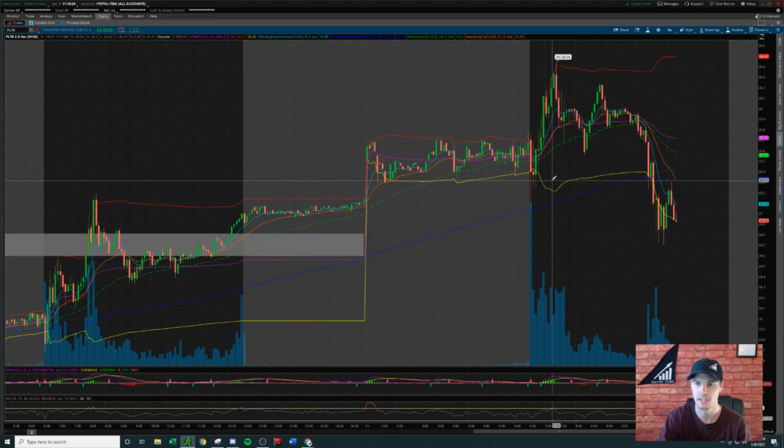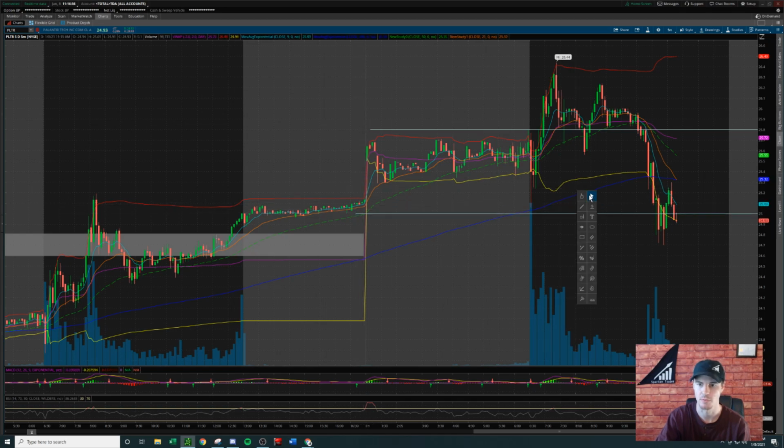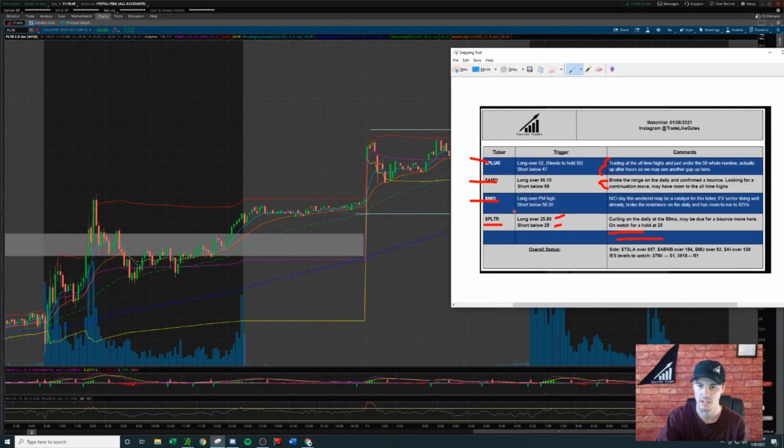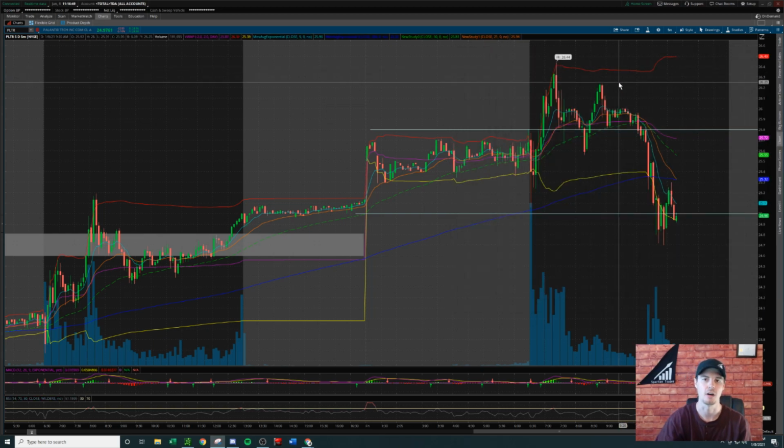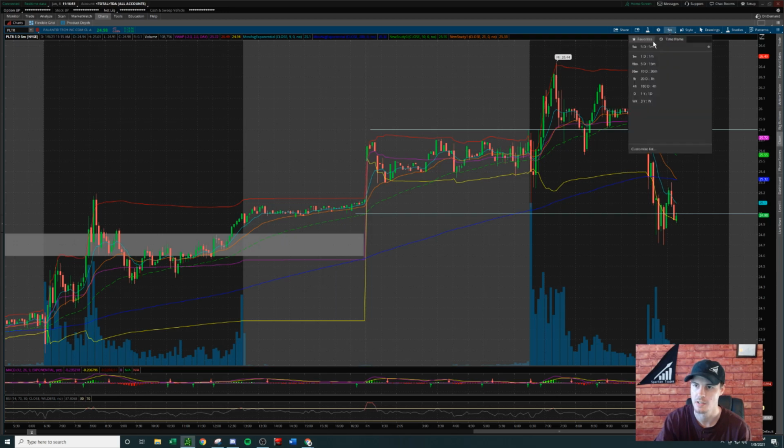One of the first things that you should do when this watch list comes out is to place a trend line at the levels given. So the long trigger was 25.8. The short trigger was right here at 25. So we've got our two trend lines drawn based off of the levels given off of the watch list. All right, I'm going to explain the comments to you right now. We're going to talk about why this stock even made the watch list in the first place.